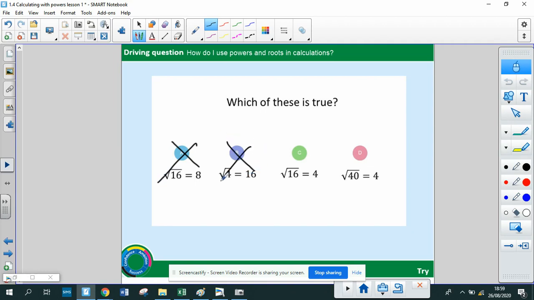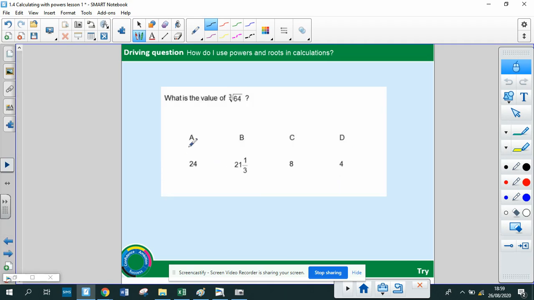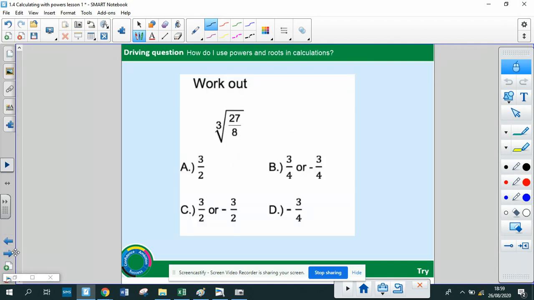Square root of 4 is 16, no. We can say that 4 squared is equal to 16. The square root of 16 is 4, yes. If 4 squared is 16, then the square root of 16 is 4. We're looking at inverse operations here. Square rooting is the inverse of squaring. No, square rooting isn't the same as dividing by 10. What is the value of the cube root of 64? It's 4, because 4 cubed is 64.